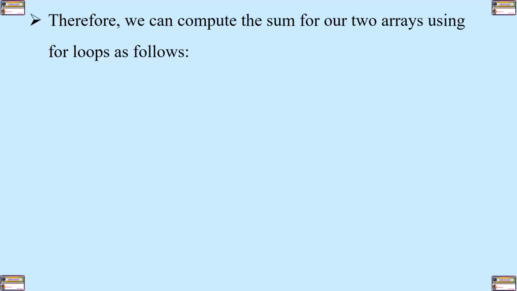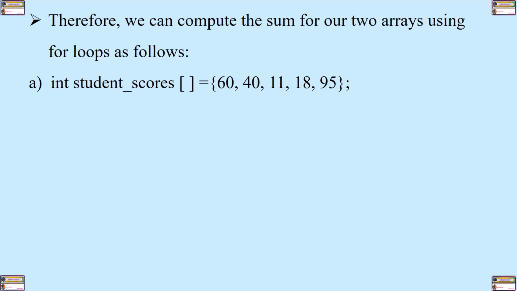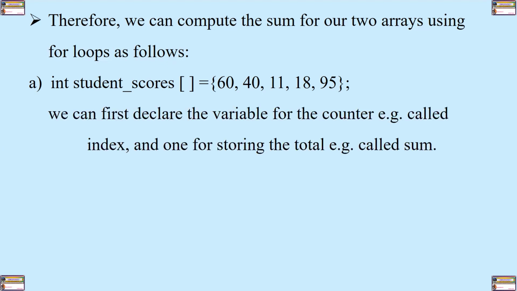Therefore, we can compute the sum for our two arrays using a for loop as follows. For our first case, where we have initialized our elements, as you can see, it simply means we are going to repeat addition for each element. We move from the first element to the second element, then the third, fourth, and fifth elements as we process them.